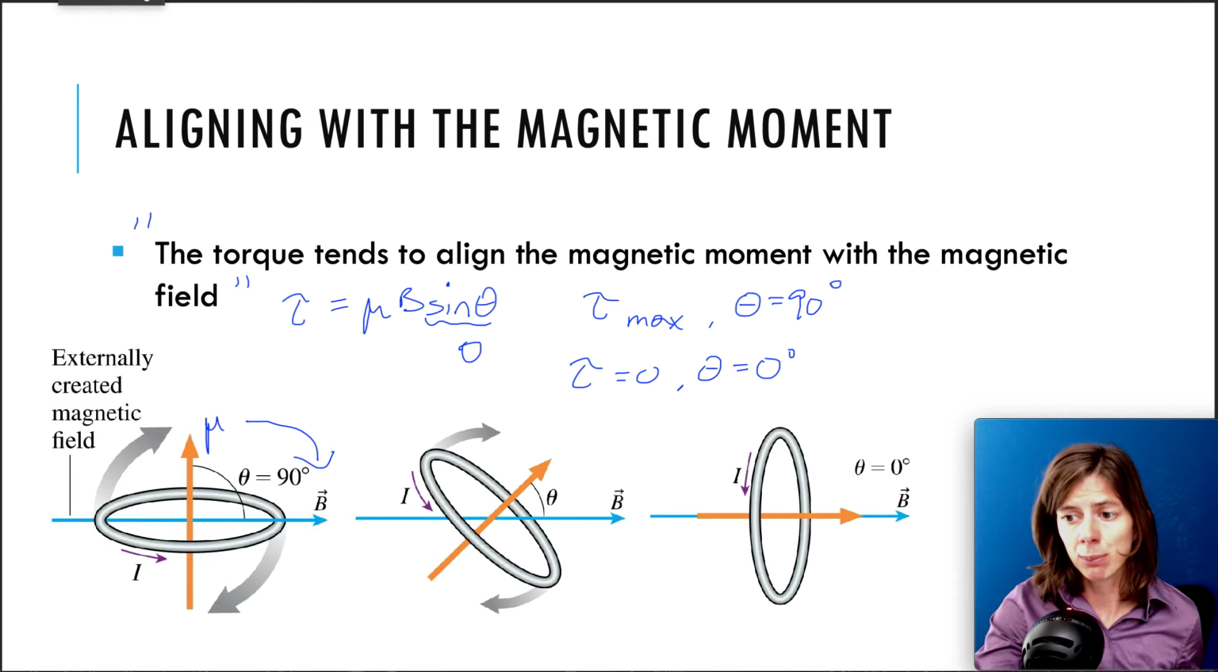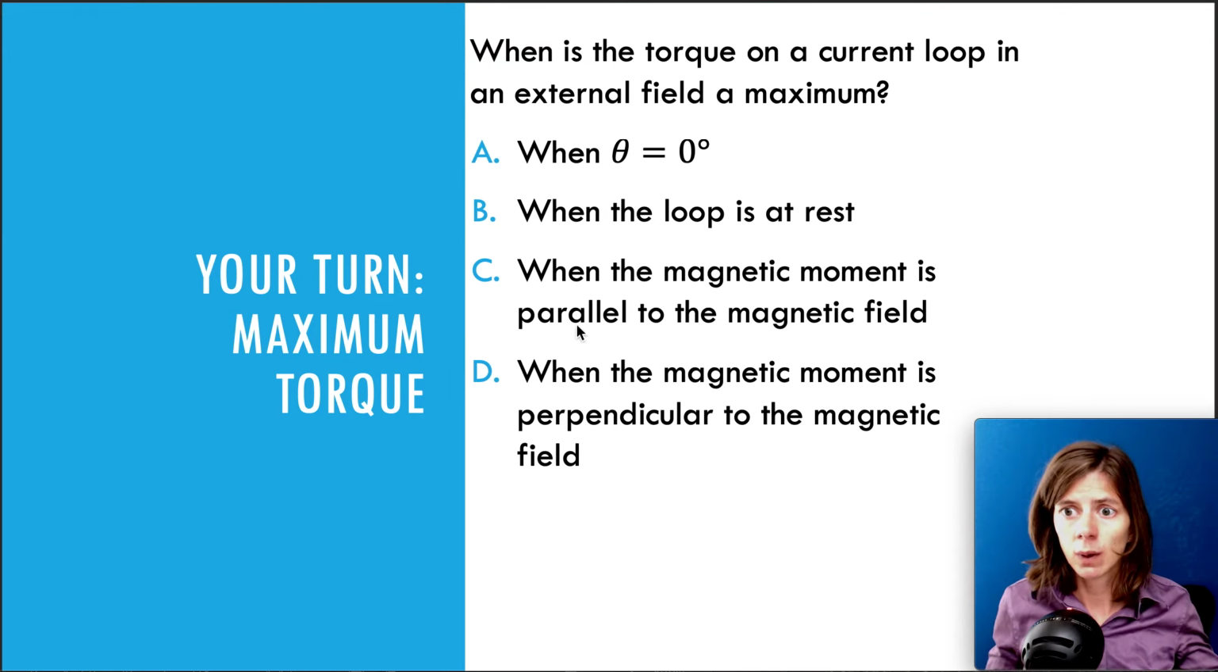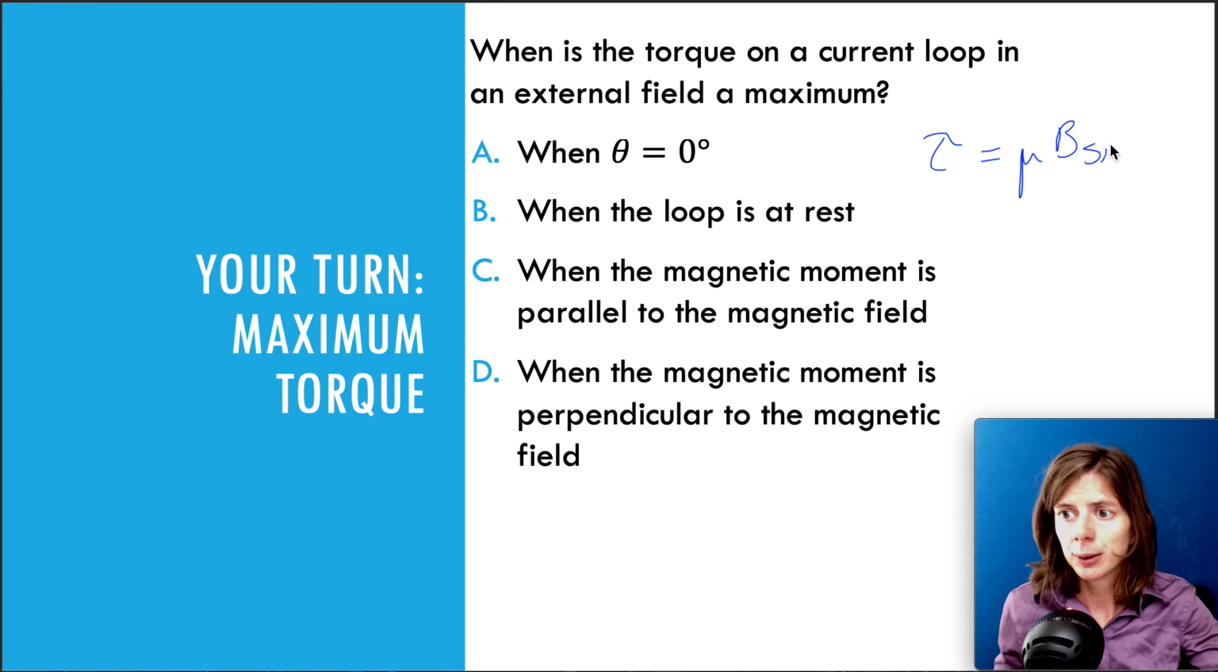Let's do a couple of examples. First of all, when is the torque on a current loop in an external field a maximum? So we just talked about this, so read through the answer choices and choose your best guess. Let's go ahead and write down the equation. Torque is mu B sine theta.